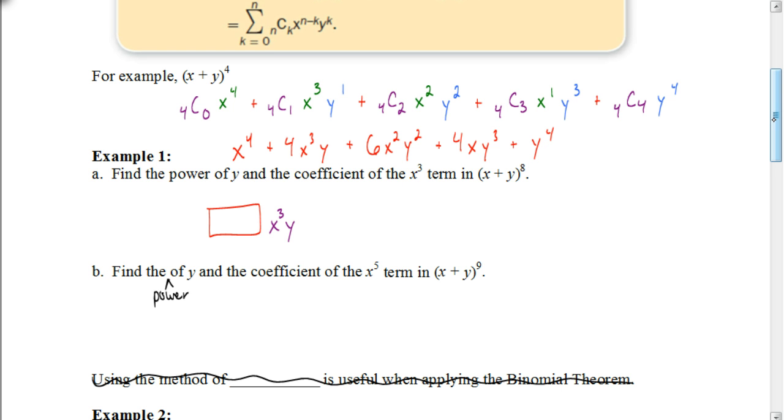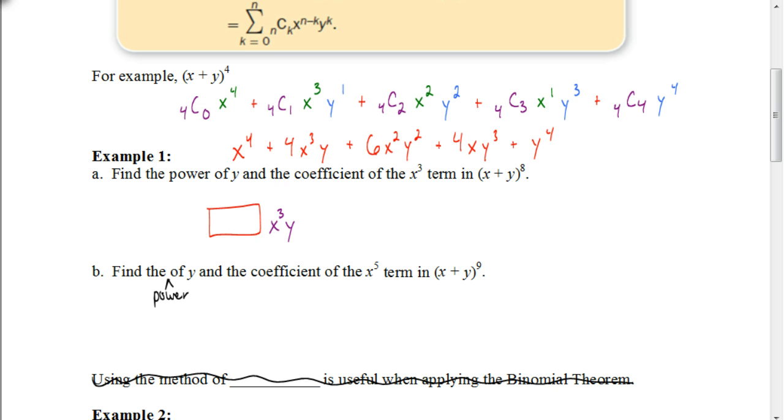This next example says, find the power of y and the coefficient of the x to the third term in x plus y to the eighth power. So they don't want us to actually expand this out completely. They just want us to figure out what would be the power for the y value and the coefficient when we would have the term with an x cubed. So to set it up, this is how I'm going to set it up here to make it a little easier.